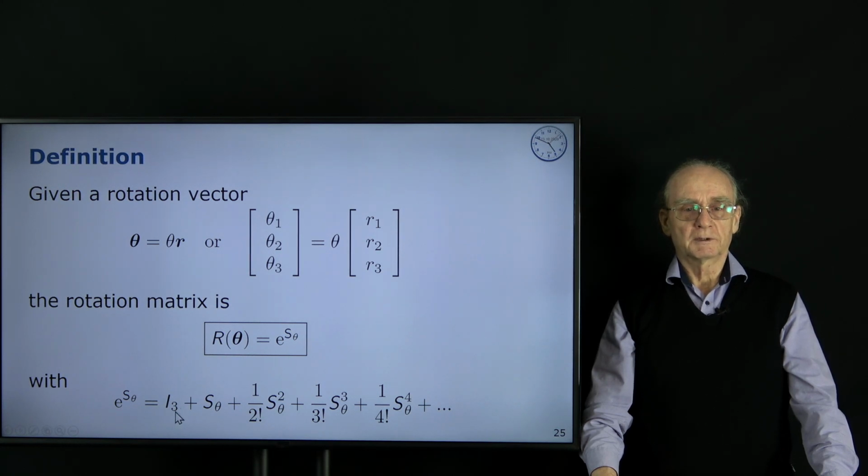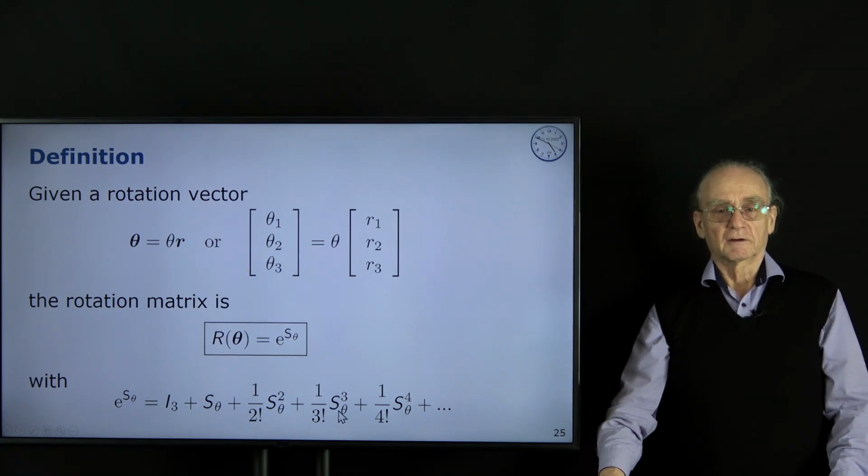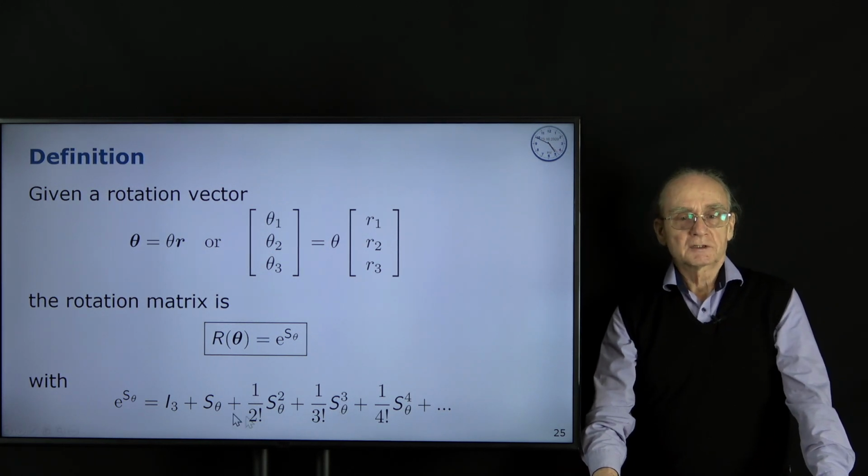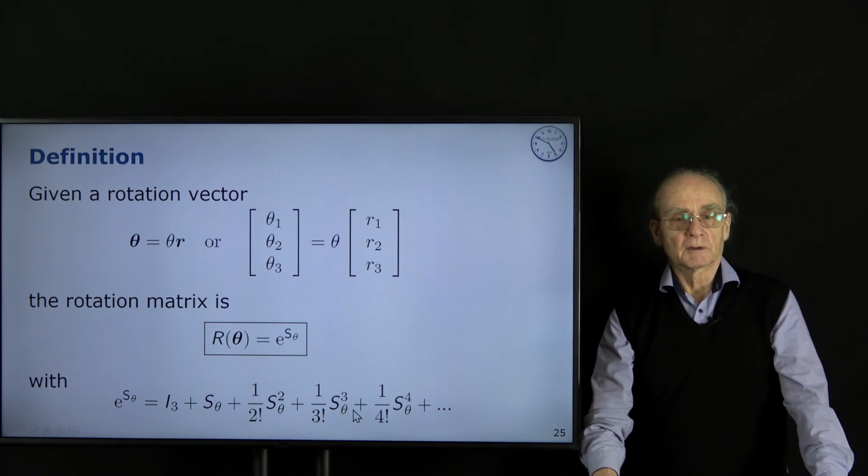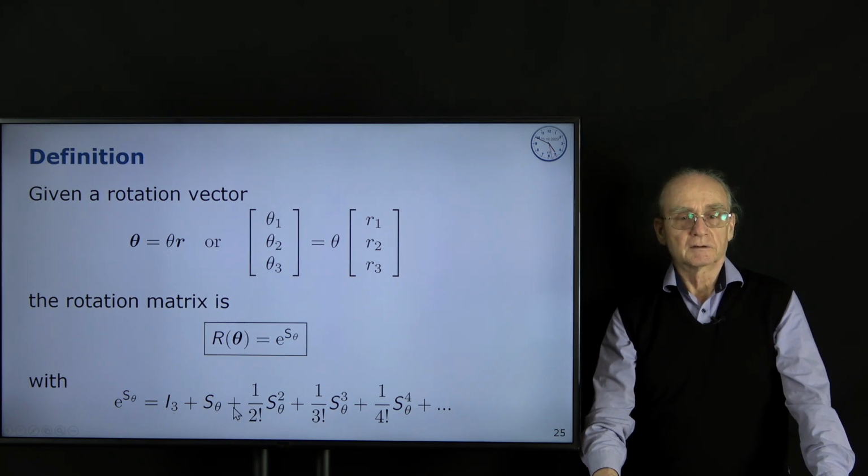So we start with the unit matrix, plus the skew-symmetric matrix, plus 1 over 2 factorial multiplied with the square, plus 1 over 3 factorial multiplied with S theta to the third, etc. This is the definition of the exponential of an arbitrary matrix, and it's defined for all square matrices. Now, what does this mean? Is it a rotation matrix? We have to find out.